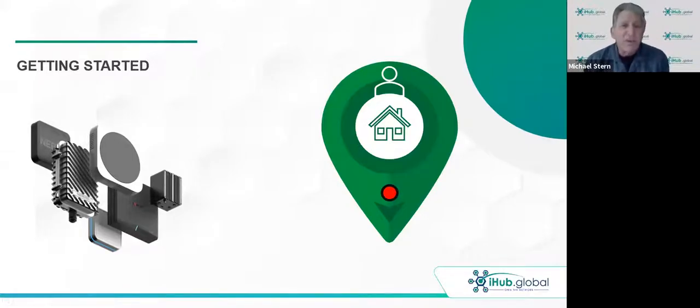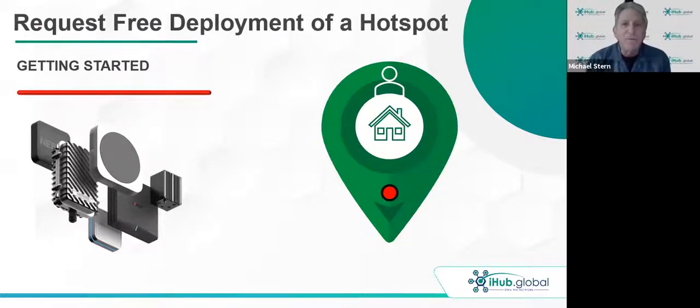Basically, the first segment has to do with people literally getting started and requesting their free deployment of a hotspot. I want to point out this little icon on there, the teardrop with the house and the red dot on it. That represents an affiliate. The red dot means that it is not yet an active affiliate. So pay attention; we'll cover that as we move it from red to green.